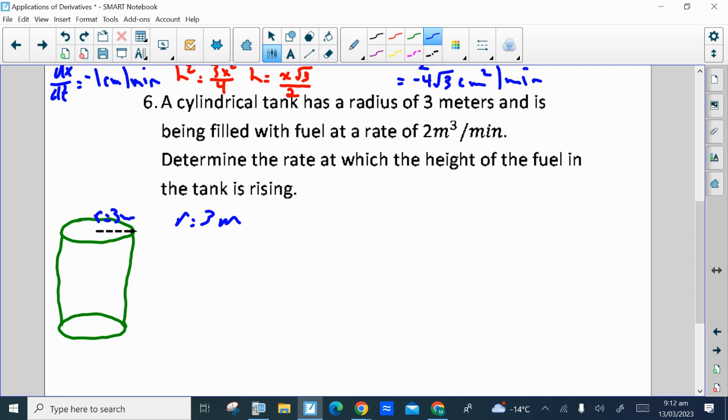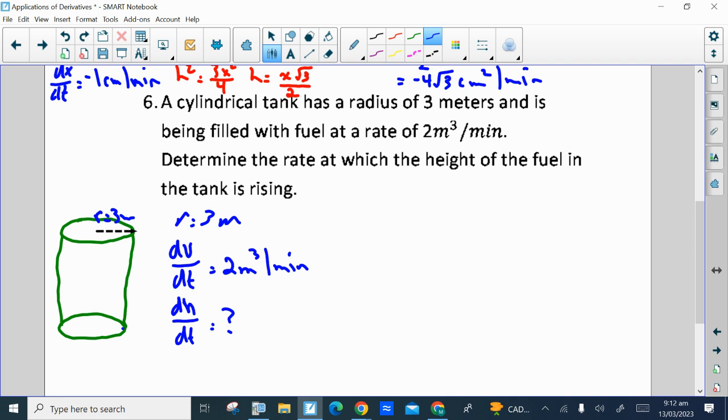We're also being given the rate of change of volume with respect to time, dV by dt. It's being filled at a rate of 2 meters cubed per minute. That is the rate of change of volume with respect to time. We want to know what dH by dt is. The rate of change of height with respect to time. That's what we're trying to find.